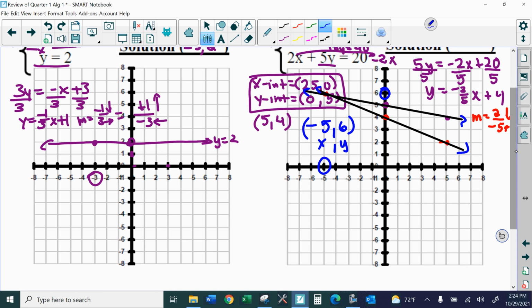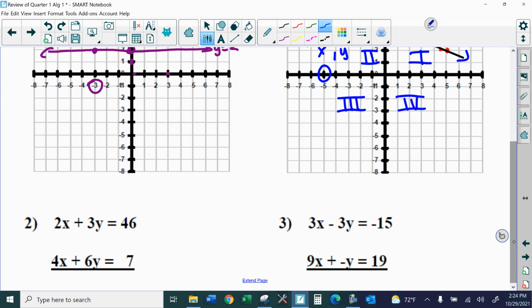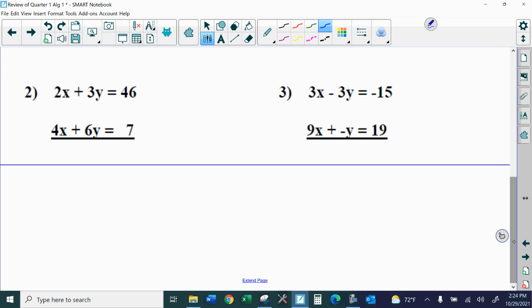You also need to know your quadrants. To review, remember, this is quadrant 1, this is quadrant 2, this is quadrant 3, and this is quadrant 4. Okay, you need to have that memorized. Notice they're written in Roman numerals. So there's two examples of solving systems by graphing, and now we have two by elimination method.